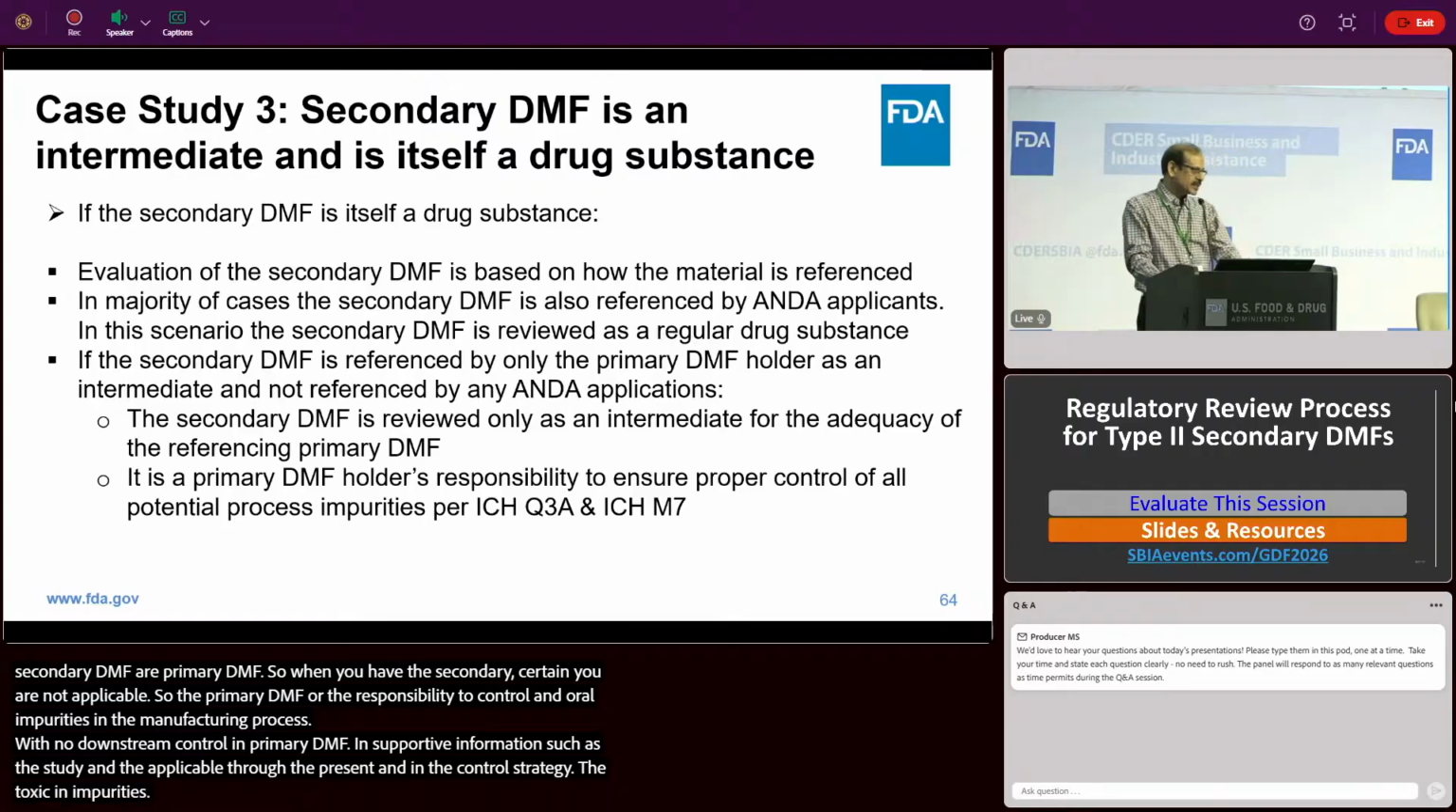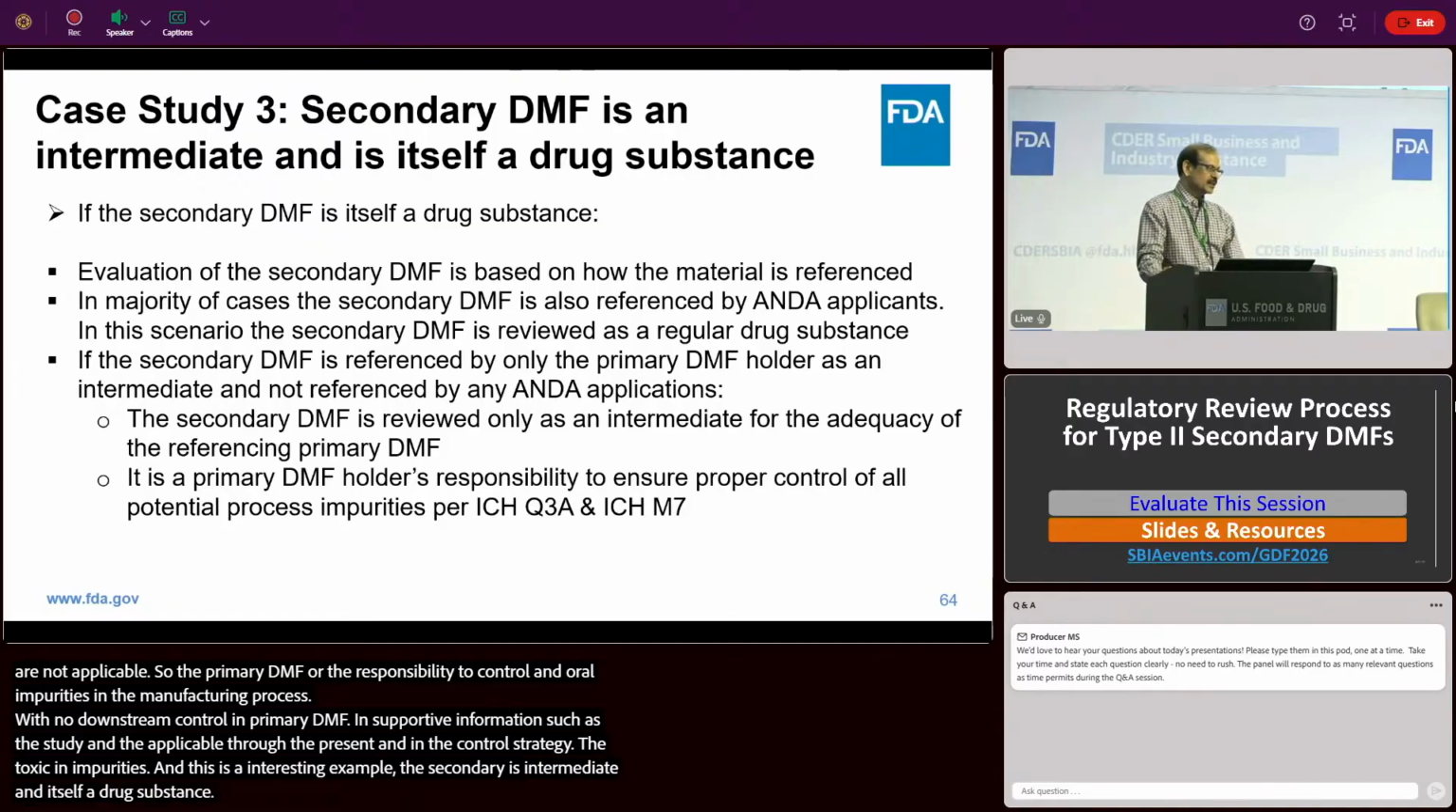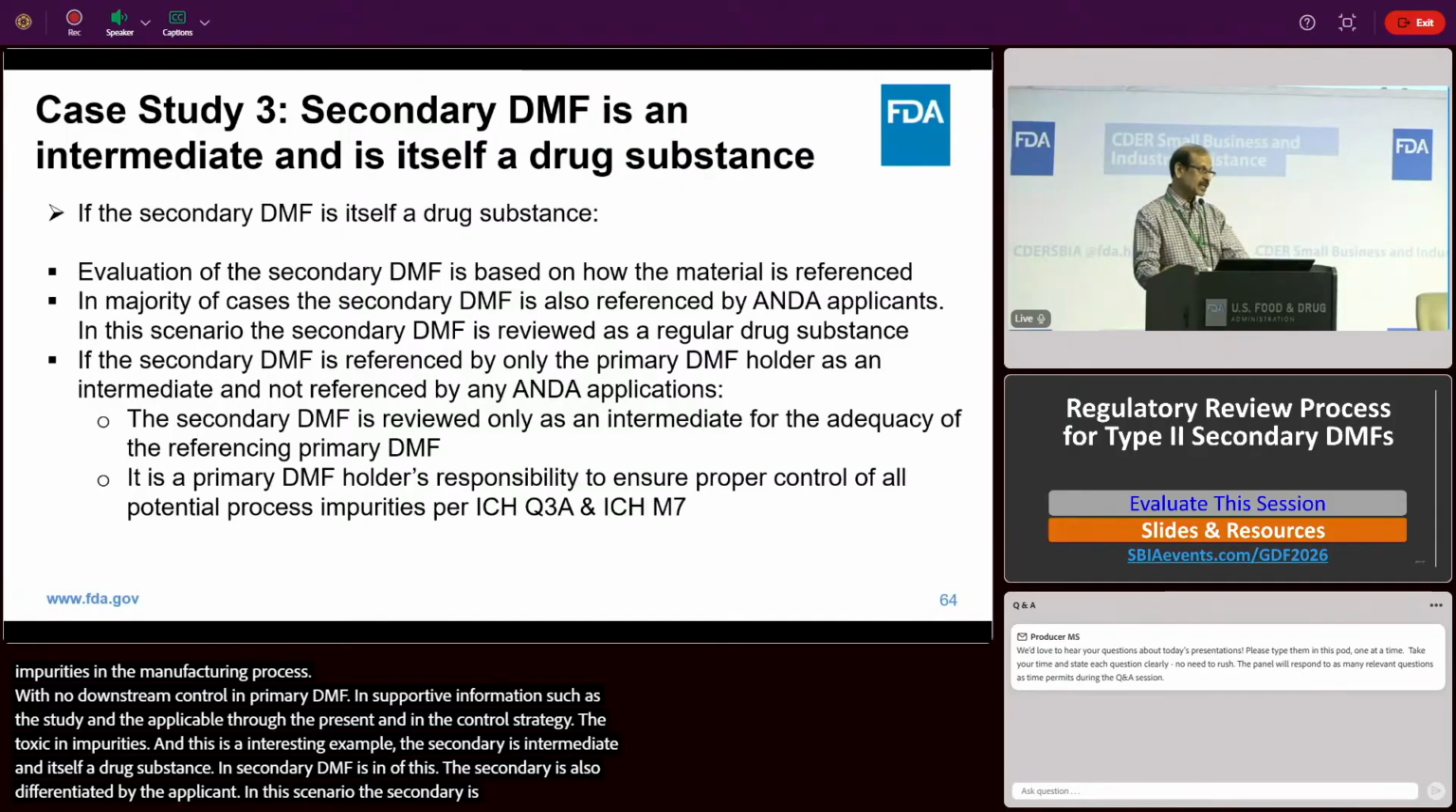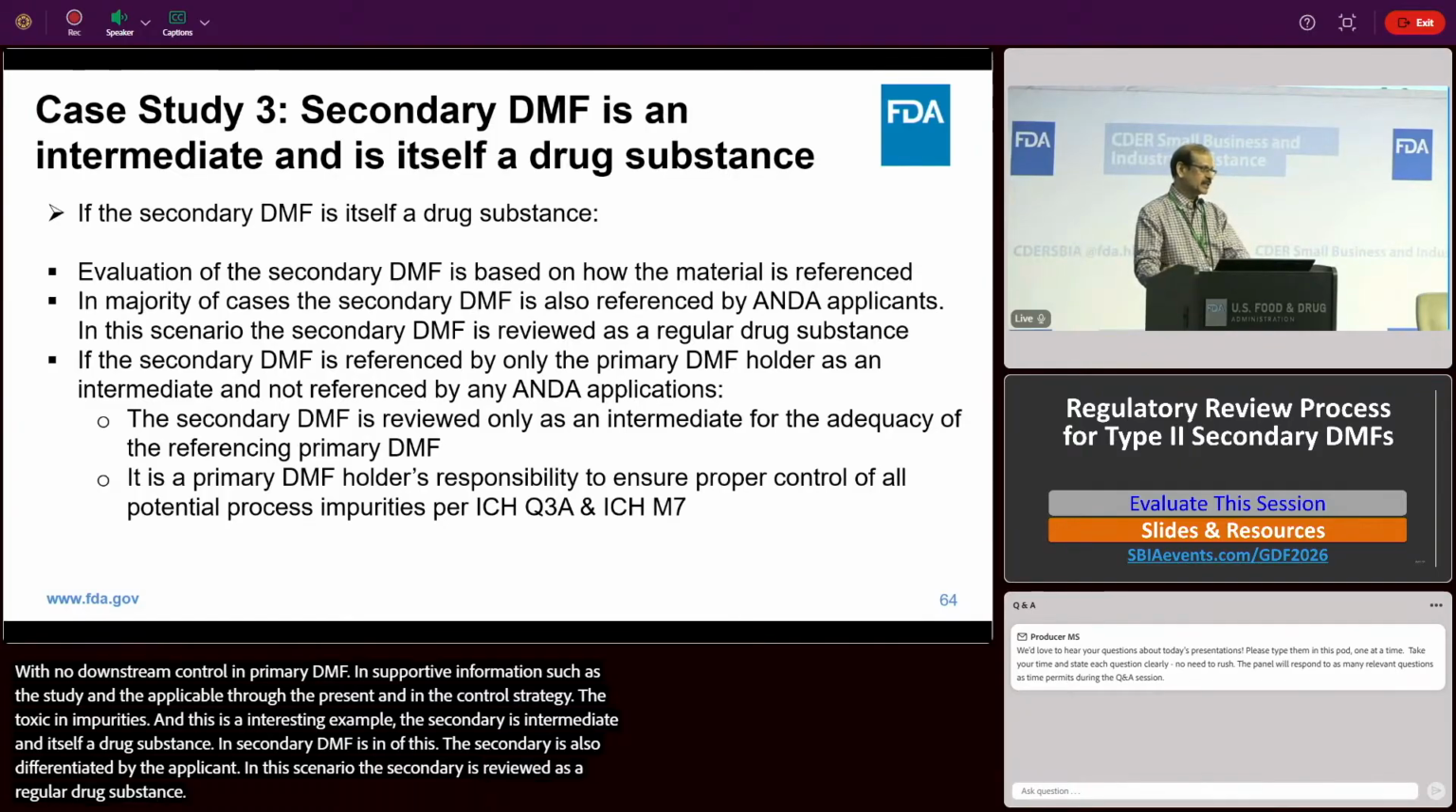This is an interesting example. If the secondary DMF is itself a drug substance, there could be two scenarios. The evaluation of the secondary DMF is based on how the material is referenced. In the majority of cases, the secondary DMF is also referenced by ANDA applicants. In this scenario, the secondary DMF is reviewed as a regular drug substance because it is already referenced by another ANDA applicant and it is itself a drug substance.